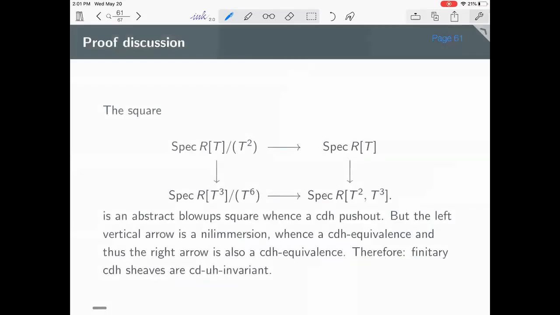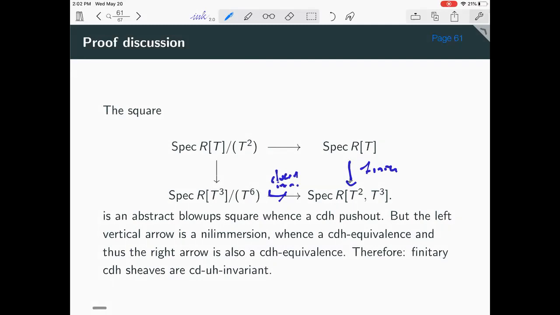Okay, so let's look at something, right? So it turns out, I mean, it's kind of funny. You can look at this thing, and you can look at this closed immersion. So this is a finite map, and this is a closed immersion. Right, so you just kill T^6 or something, and this is a nil immersion. And in fact, this is an abstract blow-up square.